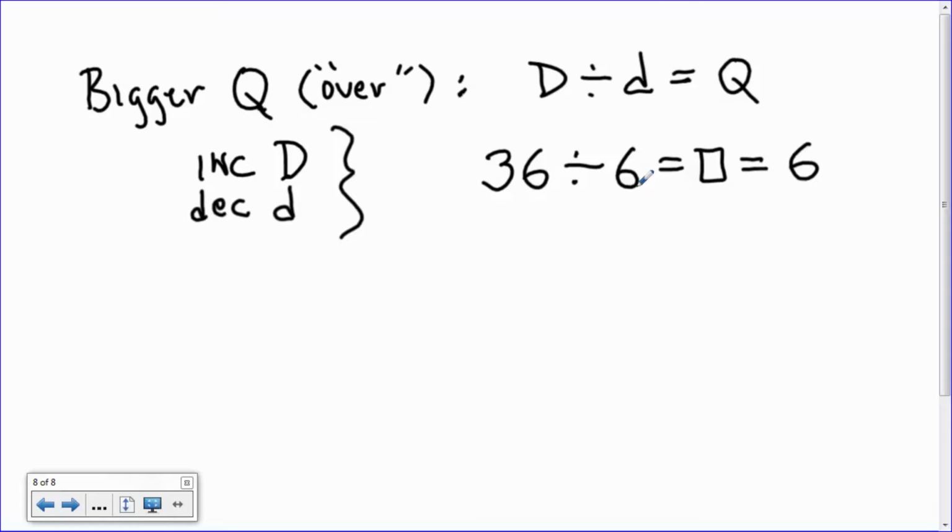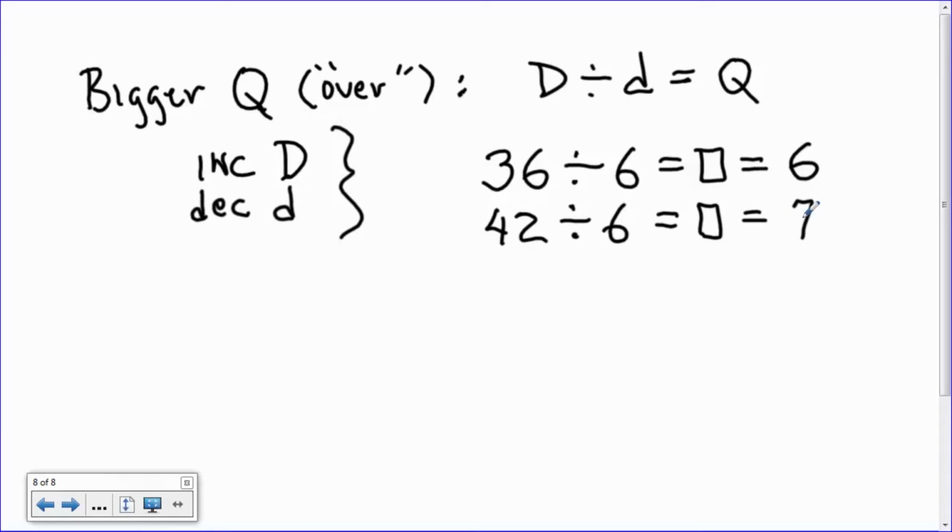Well, in the first case, if I increase the dividend to, let's say, 42, and divide by 6, I increased it to 42 because I'm also going to pick a number that's easily divisible by 6. So I increased the size of the dividend to 42, and 42 divided by 6 is 7. So this quotient, 7, is bigger than the exact quotient, 6.